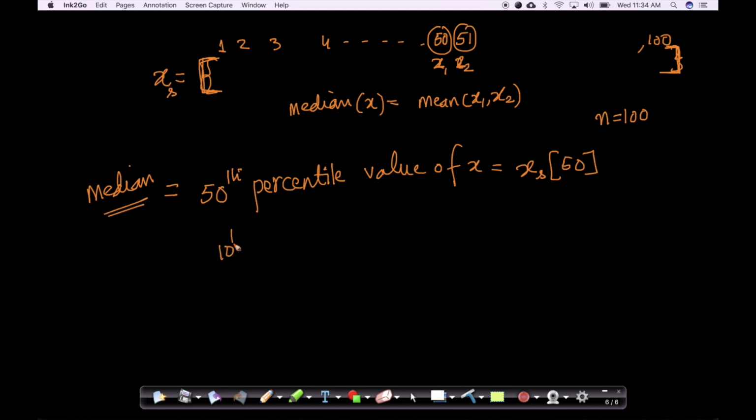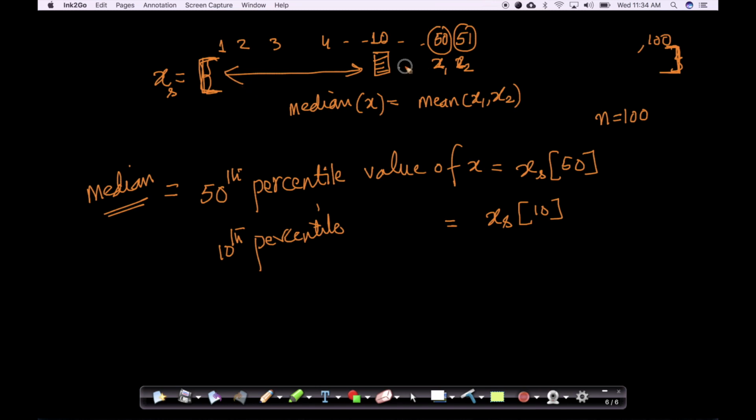Similarly, what is the 10th percentile value? What does the 10th percentile value mean? The 10th percentile value is nothing but, in the sorted array, you pick the value corresponding to the 10th index. What does the 10th percentile value tell you? It tells you that about 10% of points are roughly less than this value, and about 90% of points are greater than this value. That's what the percentile value is telling you: what percentage of points are less than this value and what percentage are greater than this value. That's what a percentile is.